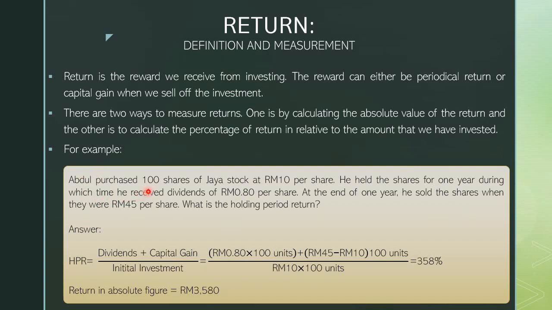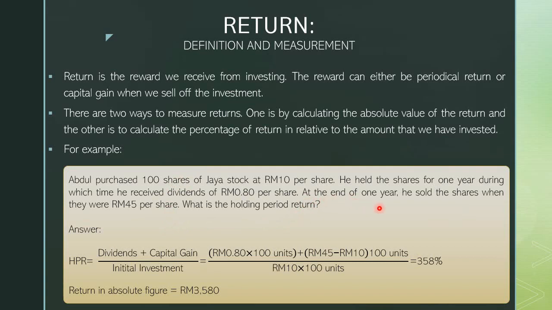For example, Abu has purchased 100 units of Jaya stock at 10 ringgit per share. He held the shares for 1 year, during which time he received a dividend of 80 cents per share. The dividend here is the periodical return, meaning that if Abu maintained his ownership of those shares for years to come, he's going to receive an annual dividend, the amount per share depending on the board of directors' discussions, but he's still going to receive this annual type of return.